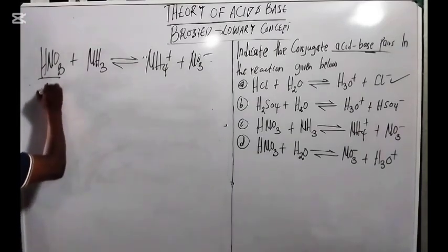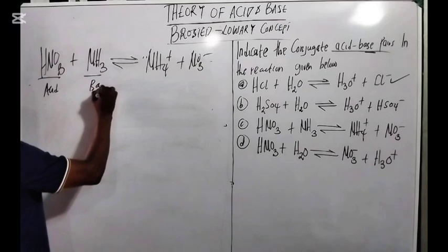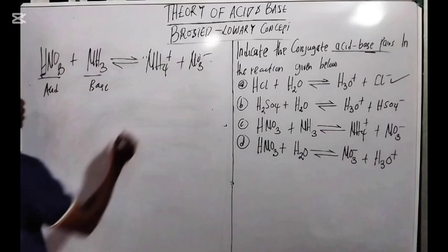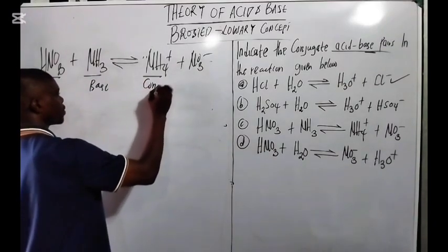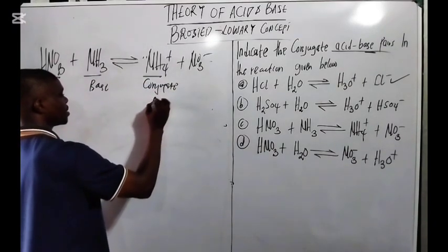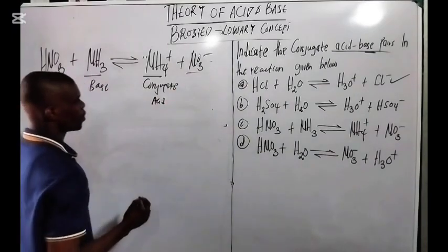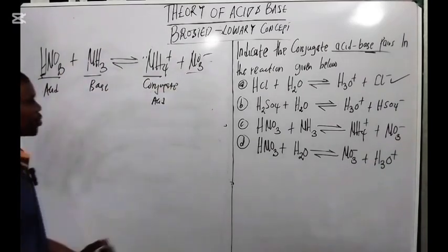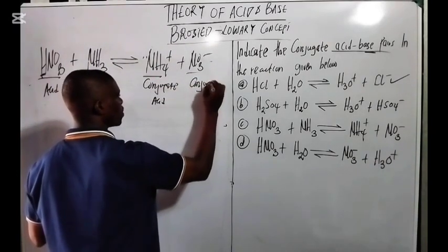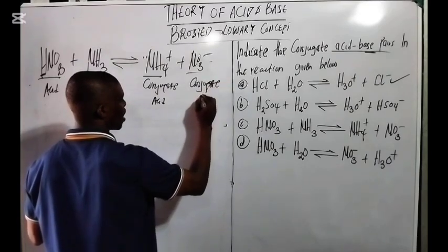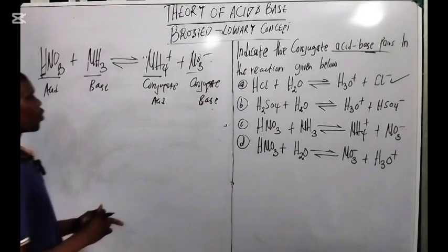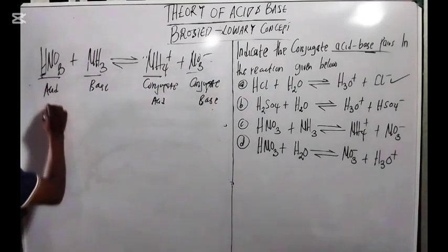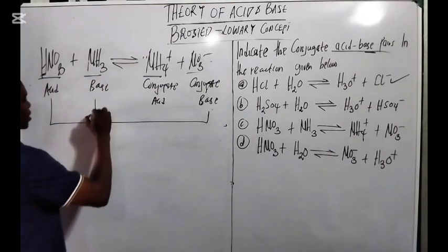So this one is an acid, and here is the base. Now this base will accept this proton, this hydrogen here, to form this other one here, so here we have the conjugate acid. When this acid loses a proton, here we have NO3 minus, the conjugate base. So what are the conjugate pairs? This one moves here and this one moves here.